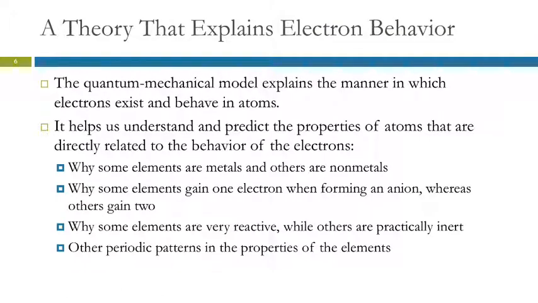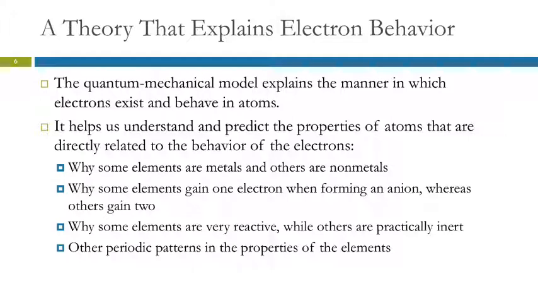Why do we even care about this? Well, this is a theory, a model that explains electron behavior. It explains how electrons exist and how they behave in atoms, and that's important to us because it helps us predict and understand the properties of atoms that are directly related to the behavior of the electrons. So this helps us with questions like, why are some elements metals and others are not? Why is carbon a non-metal and iron is a metal? And why are they all grouped in the periodic table?